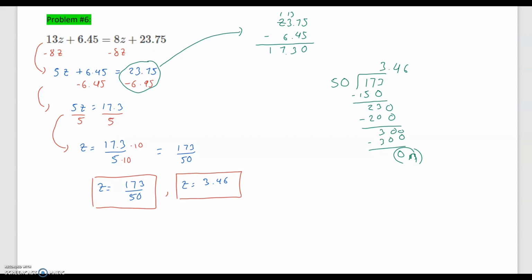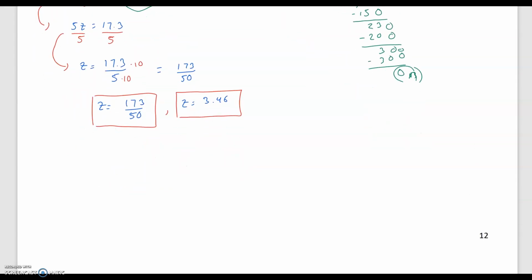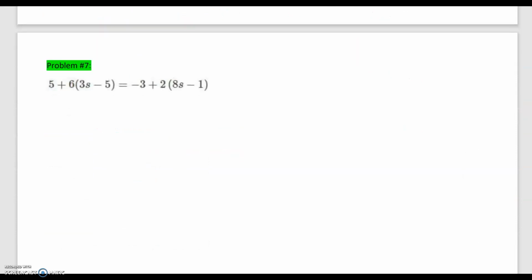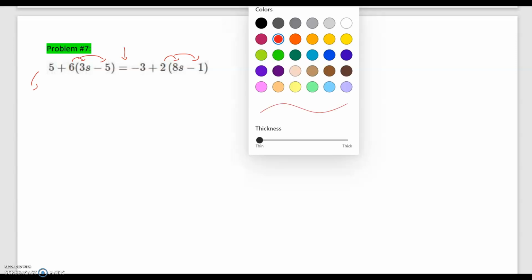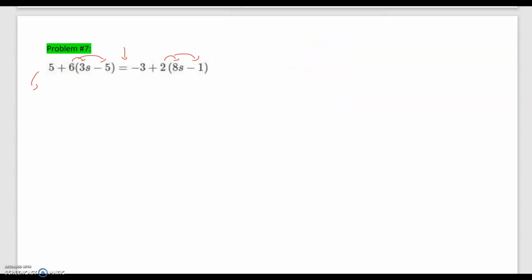Let's move on into problem 7. And problem 7 is a little bit messy. So let me start by taking a look at the equal sign, and then we're going to be distributing out any constants outside of the parentheses on both sides of the equation. And be careful with all your steps. We're looking at this is 5 plus 18s minus 30.